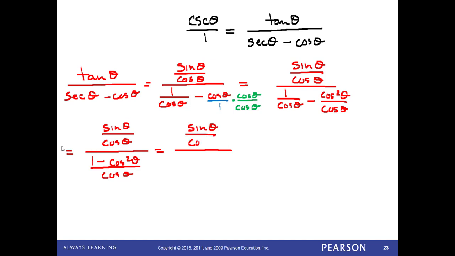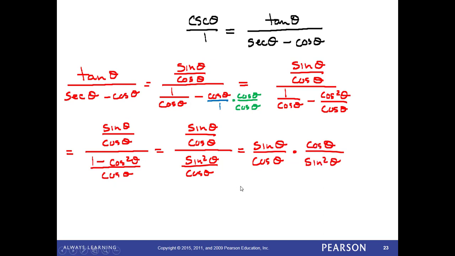And then let's go to this. 1 minus cosine squared theta, using the Pythagorean Theorem, will change into sine squared theta. And then what we do is we call it keep, change, flip. Let me just write it out first and then we'll go from there. We keep the first part exactly the same. We change this division marker, the quotient bar, into a multiplication symbol. And we flip, or take the reciprocal of, the denominator. That's something we learned in algebra.